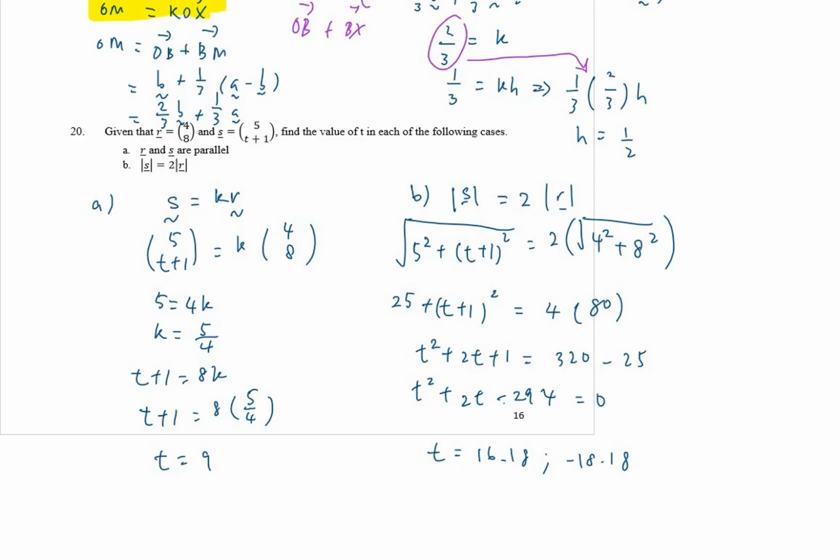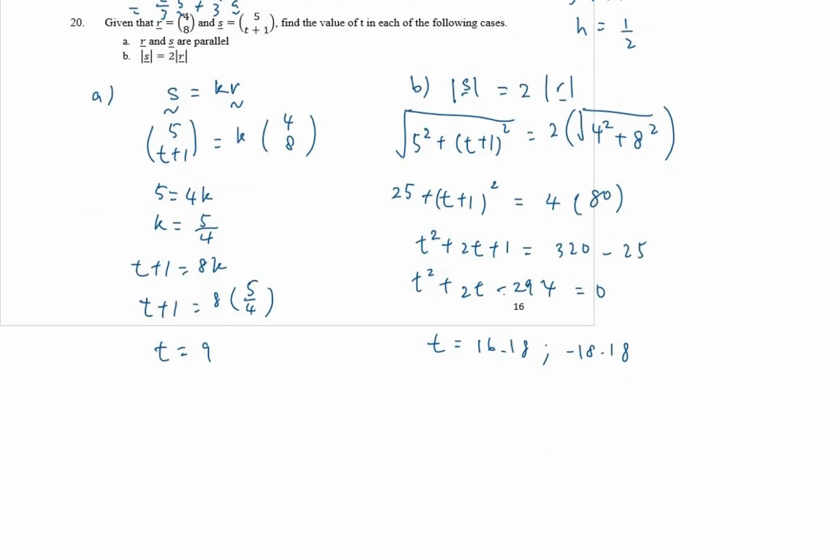And finally, the last question, question number 20. We are given the following scenario and we would like to find the value of t in each of the following cases. So different cases, you don't find the t and use it in another one. Part A, R and S are parallel. If R and S are parallel, again we can form this equation, S equals kR. So what is S? S is (5, t plus 1) and R is (4, 8).